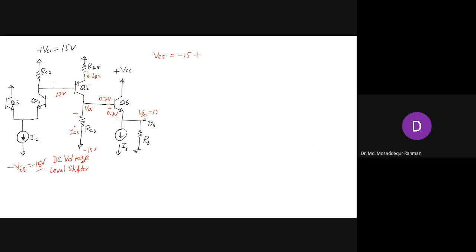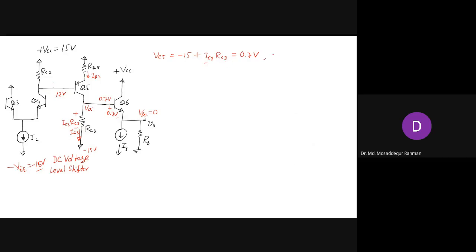So we have the voltage drop here, that is IC3 RC3, and IC3 is flowing in this direction. So minus 15 plus IC3 RC3, and the total should be 0.7 volt, right? The total voltage here, VC5, is 0.7. So from this, we have to come up with suitable values for IC3 and RC3. There are two variables, so we need to fix one and then we can determine the other.